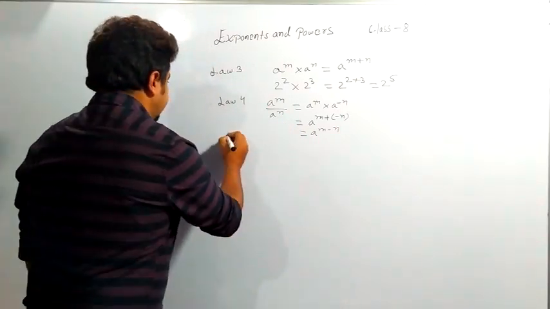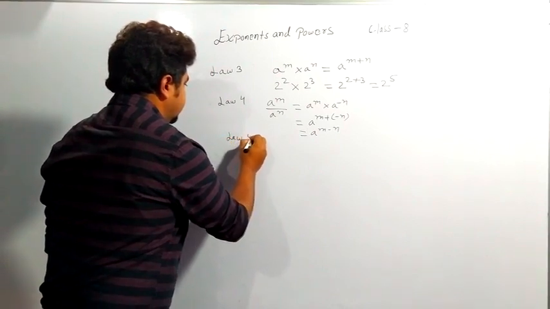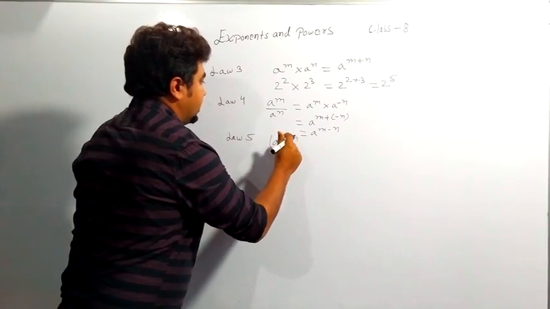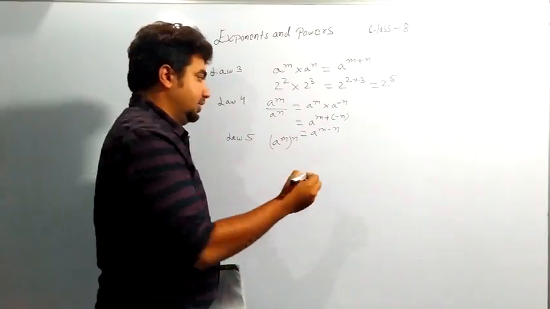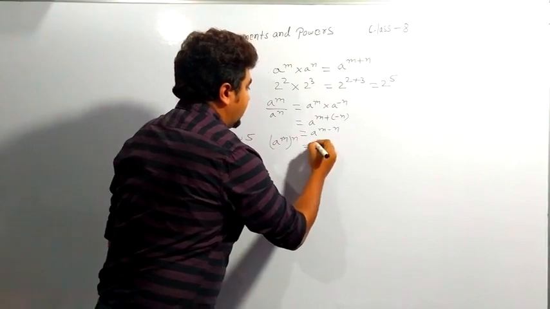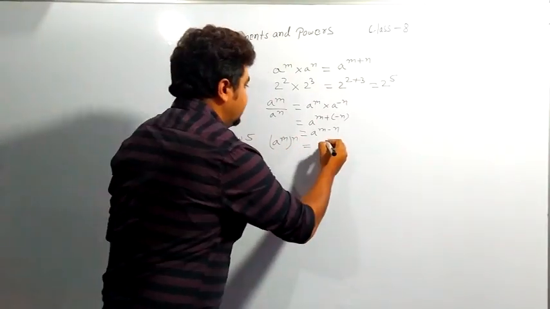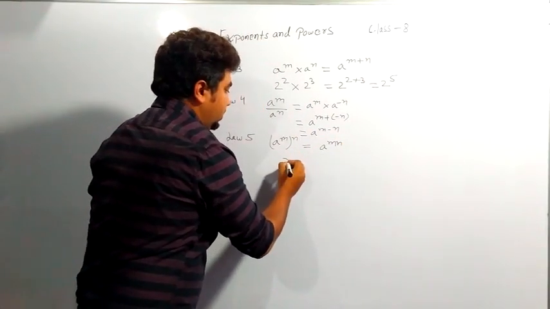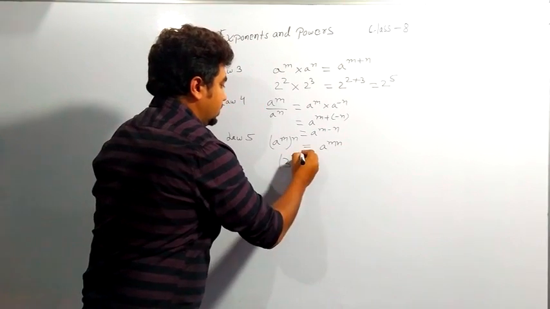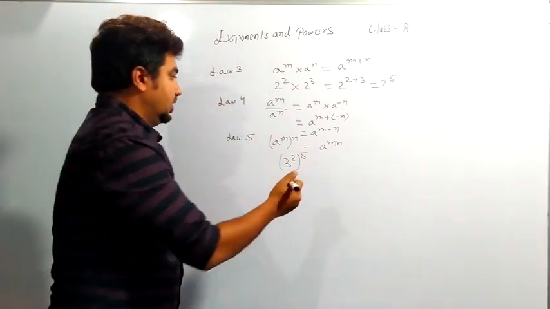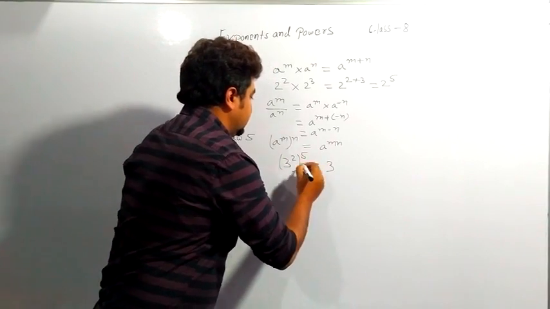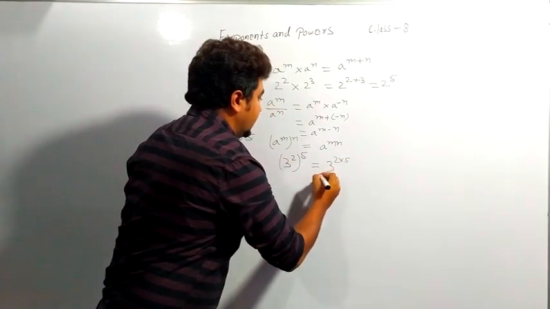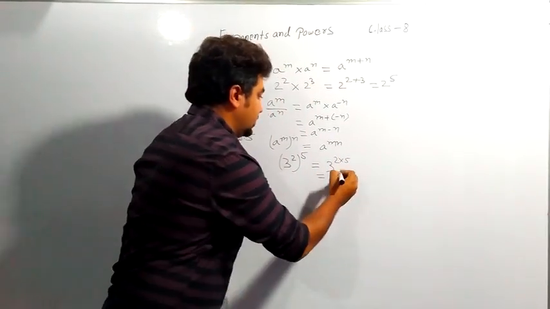Now law 5. If I am having a to power m, whole to power n, the overall power is n. So it can be written as a to power m into n, since power and power will be multiplied. So power and power is multiplied. One example: 3 square, whole to power 5. The overall power is 5. So we can write it as 3, and 2 into 5 will be multiplied, and this will be equal to 3 to power 10.